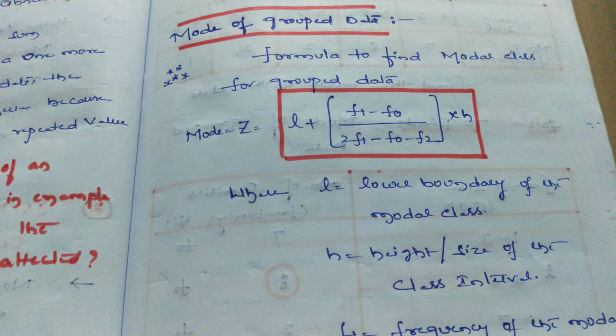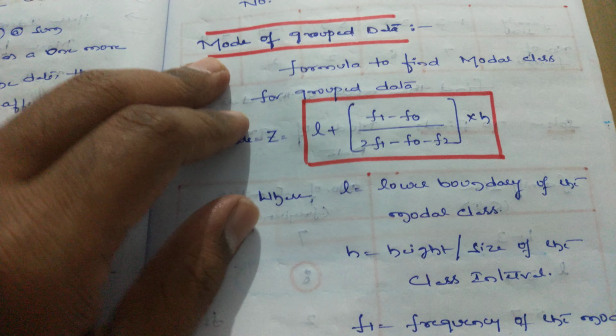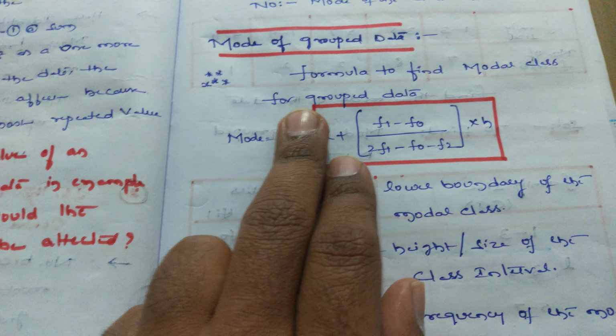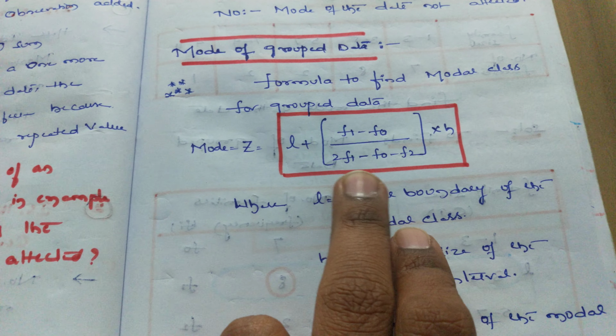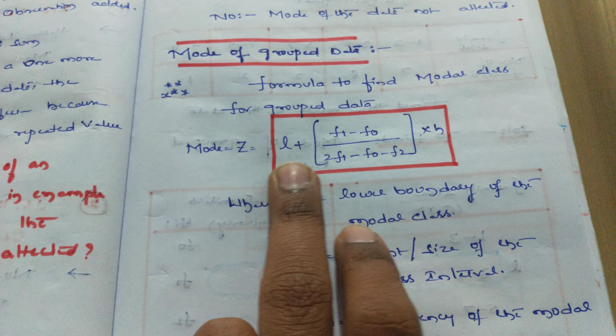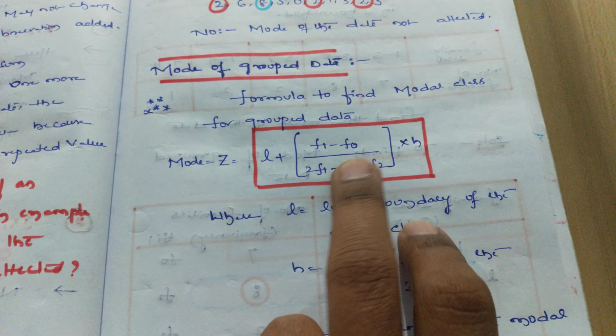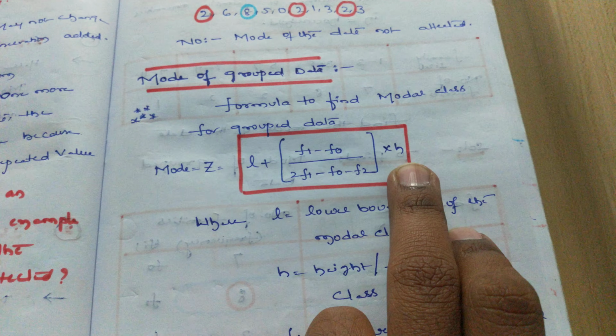Here we will have class intervals with a frequency column. So let's discuss the formula, students. The formula for finding the mode of grouped data is this. Mode is denoted by capital Z: L plus f1 minus f0 by 2f1 minus f0 minus f2, into h.